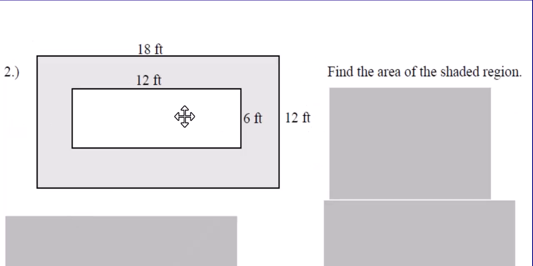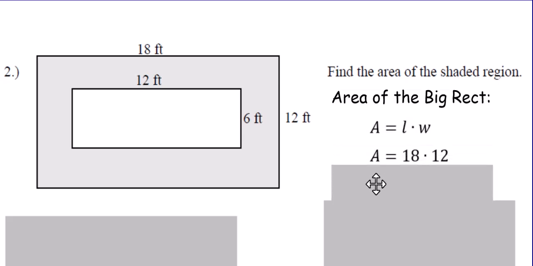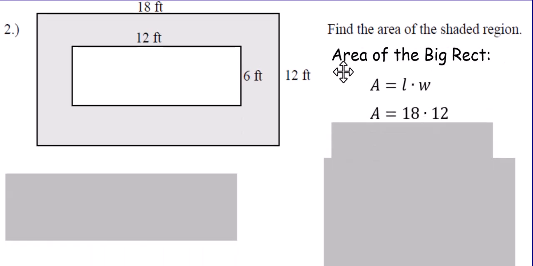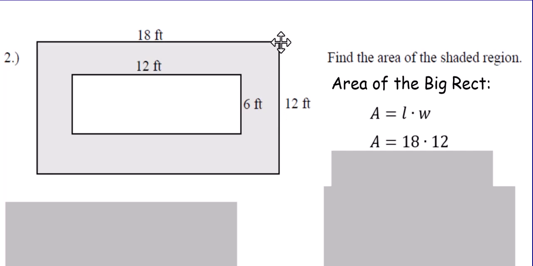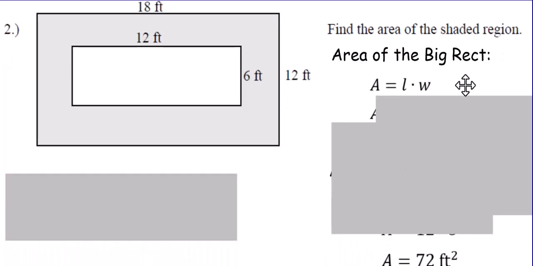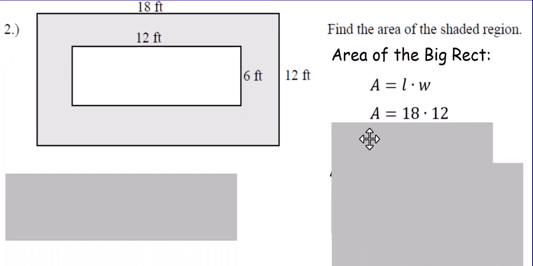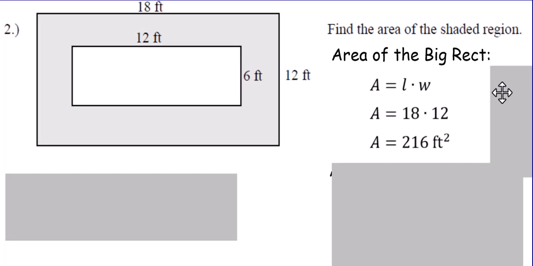So to find the area of the shaded region, let's start with the area of the big rectangle, the whole thing. The dimensions are 18 and 12. So we're going to do 18 times 12. Now I wrote it as area of the big rect. I didn't put rectangle there. But we're going to take 18 times 12 to get that. That's going to get us an area of, whoops, I moved the wrong shaded region there. So we are going to get an area of 216 feet squared.